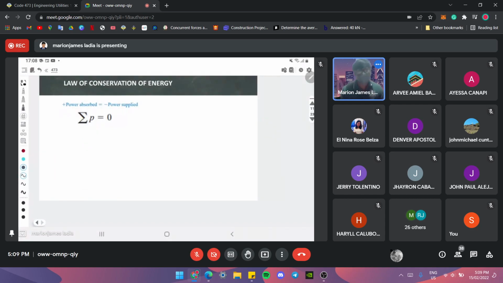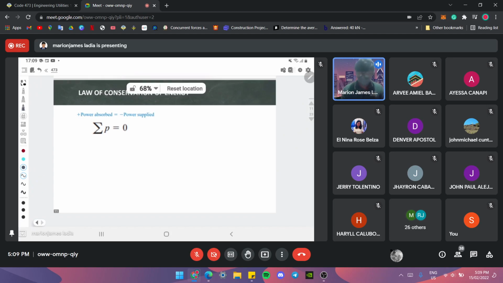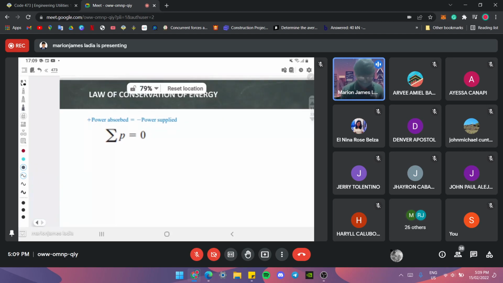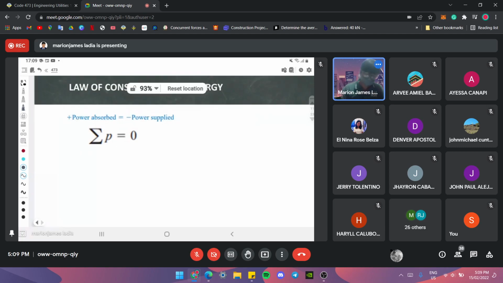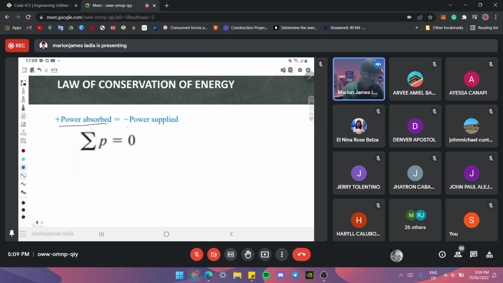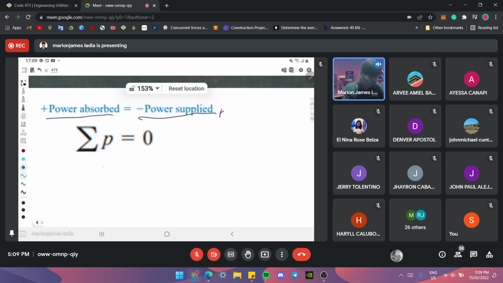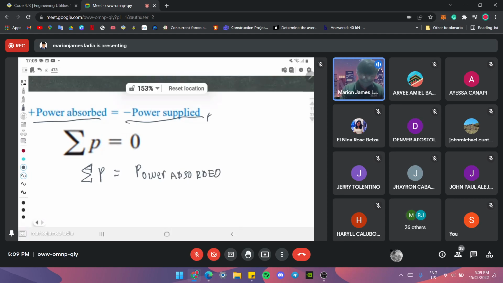Next. This is our summation of power. Take note that we have conservation of energy. So nothing is destroyed, but nothing is created. Therefore, summation of P is equal to 0. So power absorbed is equal to the negative of power supplied. So when we do that, summation of P is equal to, of course, total power is equal to power absorbed plus power supplied.